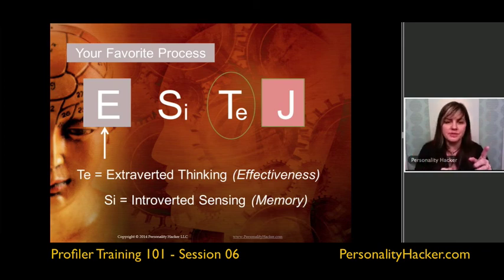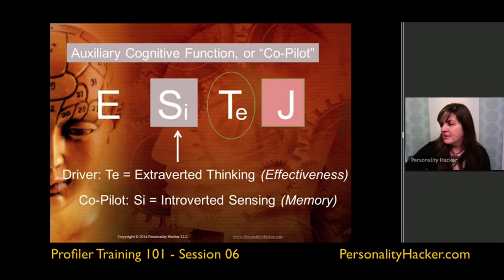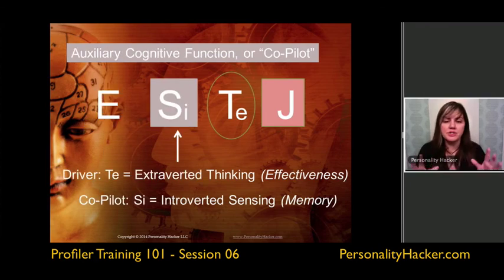We know they're an extrovert, so that means that they're going to love their extroverted process. Which one is their extroverted process? The thinking process, because they're a judger. All judgers extrovert their thinking or feeling process, so we know that extroverted thinking is their favorite. And that means introverted sensing is going to be their auxiliary or secondary process. Auxiliary cognitive function, or co-pilot, introverted sensing.